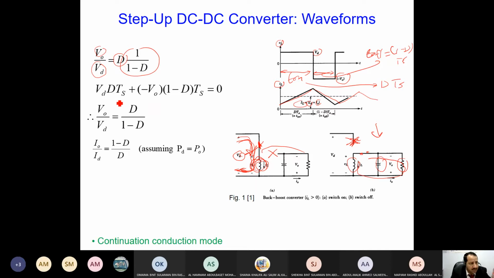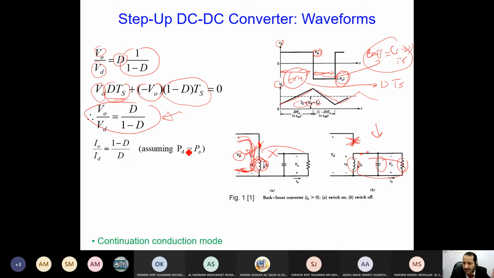As an example, let's see the average voltage of the inductance. Okay, have a look here. VD at T on, which is DTS, minus VO at T off, which is 1 minus D times TS. Simplify, you get the formula. Very simple. Anyway, this is the formula which I'm going to use in the buck-boost converter.